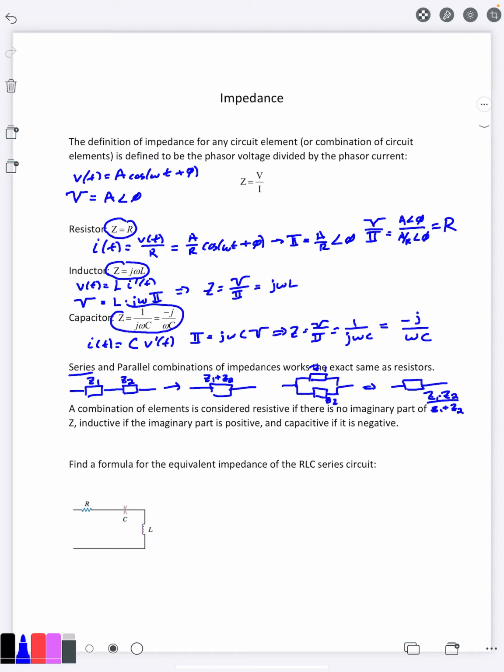In fact, Y delta also works for impedances. But imagine when you have a bunch of complex numbers, doing Y delta is going to be even more annoying and long to do. So we usually try to avoid that if at all possible.